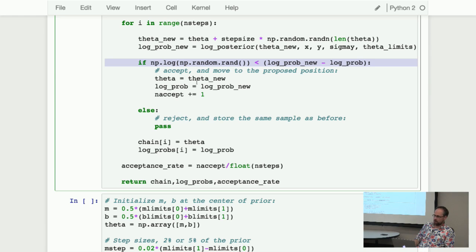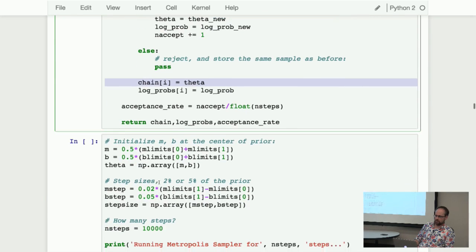Daniel wrote this piece of code, so if you can't see how it works, you should ask him. All right, so if we accept it, then we take the new position, and we add 1 to the number of acceptances, and if we don't accept it, then we do nothing. But we have to keep in mind that that means we're going to write it out again. And so here at the bottom, we always write the current position of the Markov chain. We always write it out to the list of samples. And then we return the chain. That's all of our sample parameter positions, and then the probabilities and the acceptance rate.